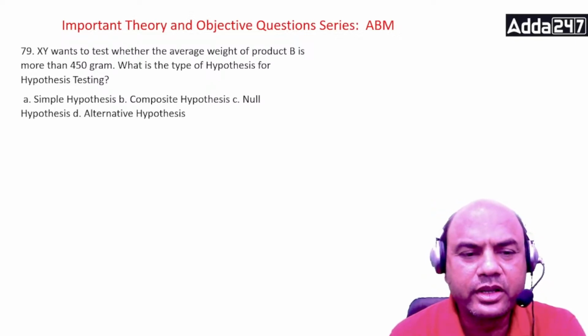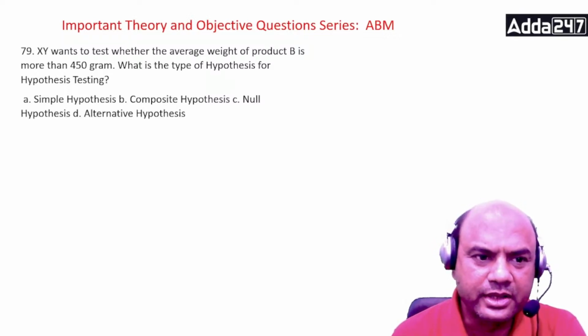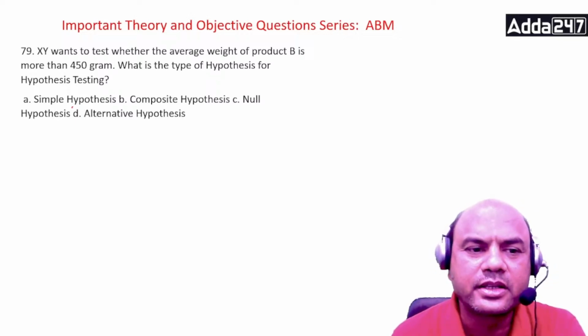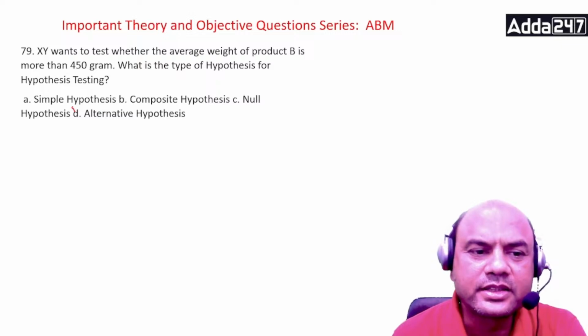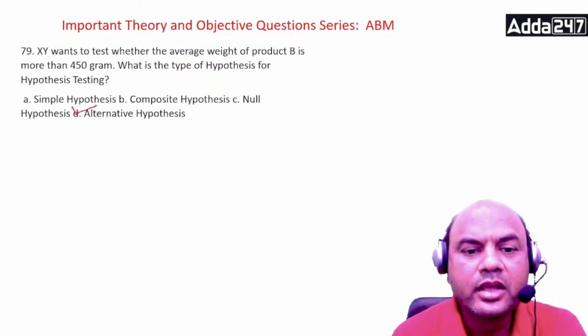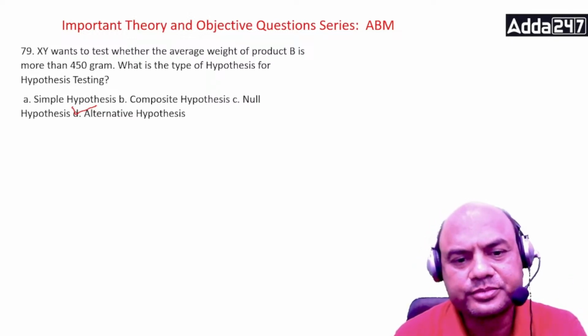I'll give the answer, but let you also try for something. Give a random answer in the comment section. The answer is D. Okay, alternative hypothesis. Now remember, there are two hypotheses. One is null and the second is alternative.